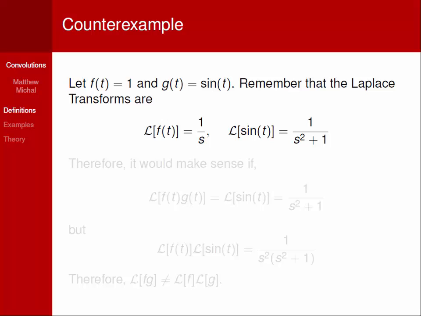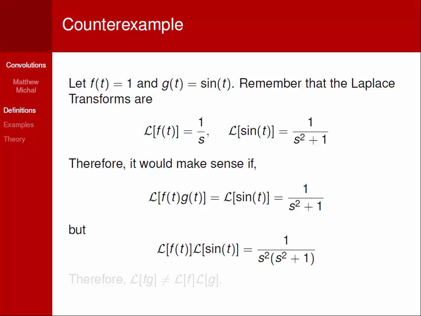Let's actually show this, and here's an example of why it doesn't work. If I have 1 and sine of t as my two functions in real space, when I take the two Laplace transforms, I get 1 over s and 1 over s squared plus 1. It would make sense in my one weird world that if I multiplied inside the Laplace transform, it would hold. But it doesn't. So we don't have an equality.